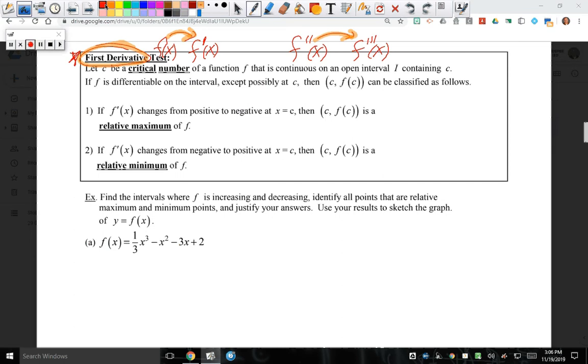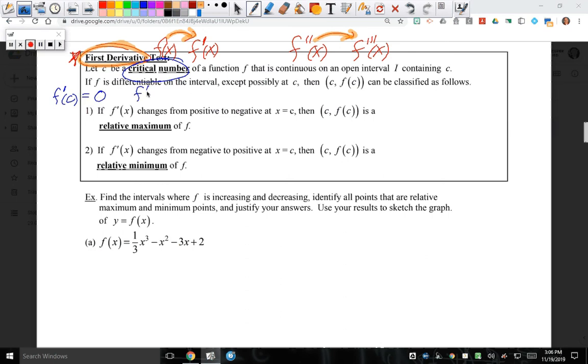Application goes through the roof here at the end of this unit for sure with optimization, maximizing and minimizing stuff. And it all stems from this. So C is the critical number. We need critical numbers first because we don't want to look at all the points. We only want to look at the ones that are important. And how are they important? They're important when the derivative at a certain x value is what?